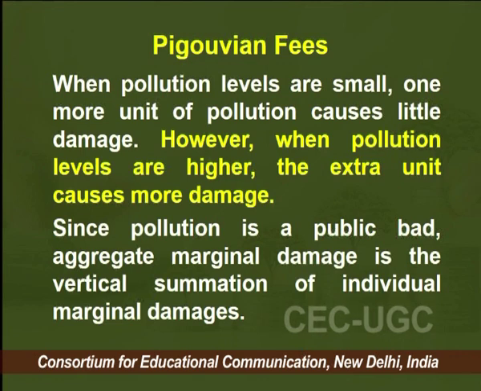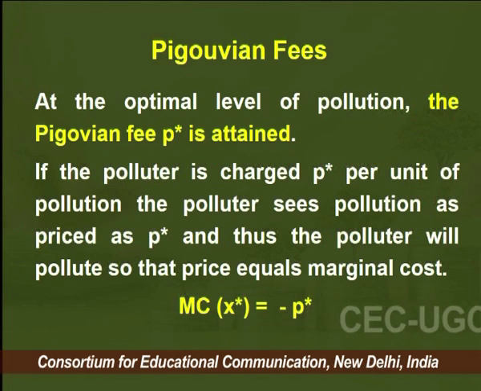Now, in the first quadrant we have already seen this: when the pollution levels are small, one more extra unit of pollution will cause little damage. If you see from the damage point of view, when you are towards the left hand corner, towards the origin, and you are emitting less, the damage caused will be lower. Since pollution is a public bad, MD is aggregated by vertical addition, and this is how we obtain the optimality condition, that MC X star is equated to minus P star.